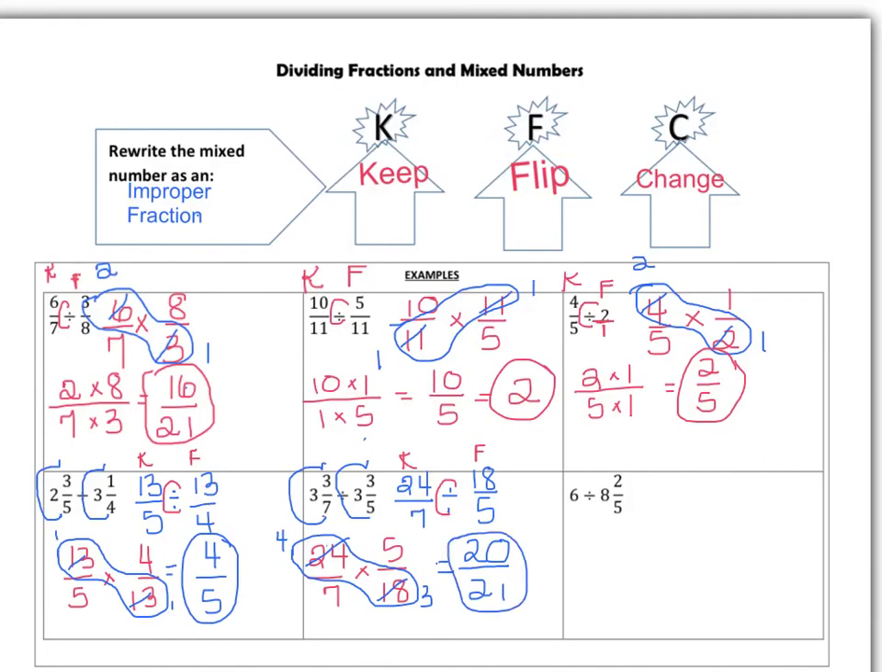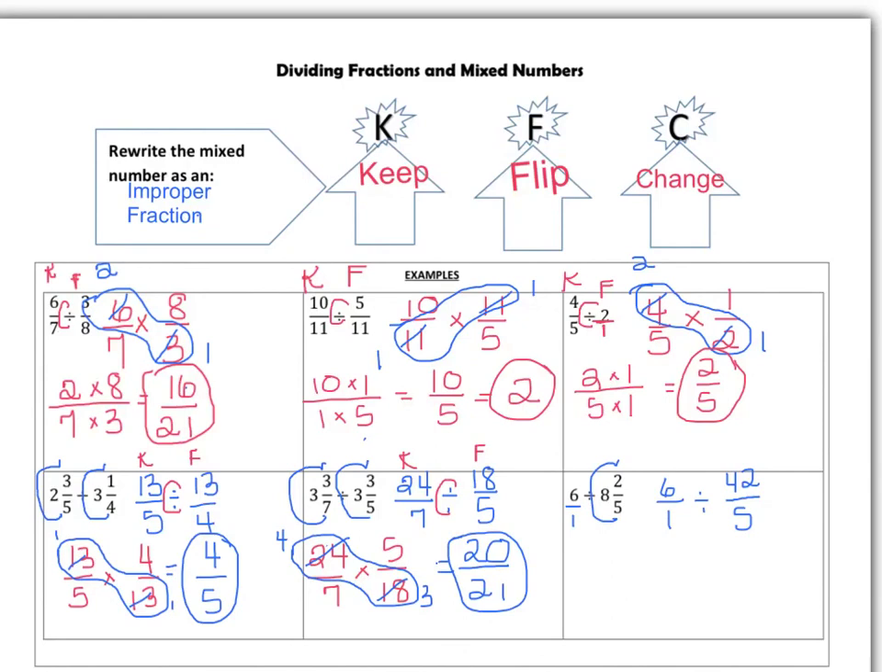And then that last one, don't forget to hit pause if you want to do it on your own. Turn 6 into a fraction by putting it over 1. 8 2/5. 5 times 8 is 40. Plus 2 is 42, so 6 over 1 divided by 42/5.